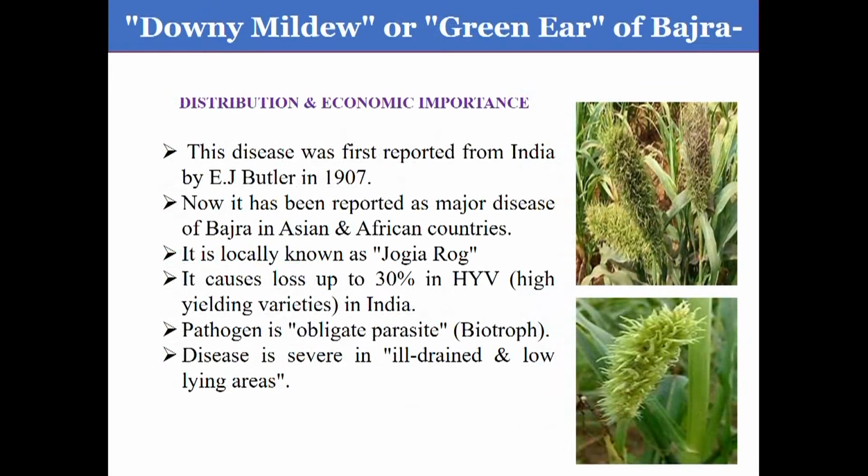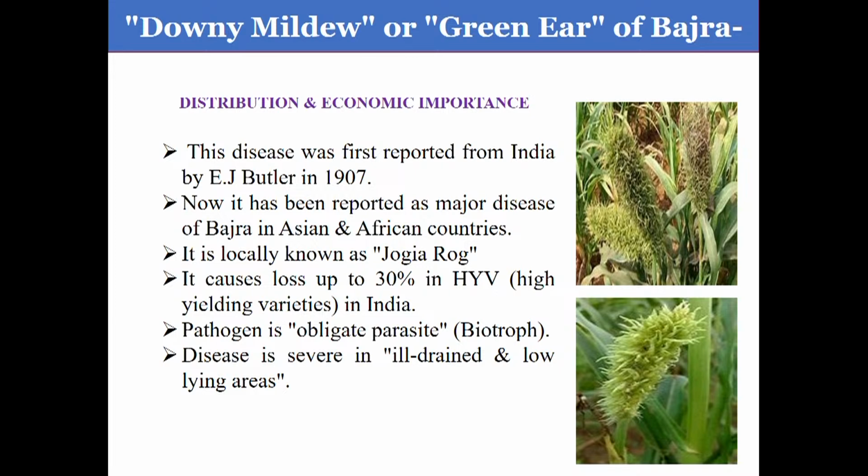Dear learners, now we will discuss downy mildew. The next disease is downy mildew, or you can say green ear of Bajra. This disease was first reported from India by E.J. Butler in 1907. Now it has been reported as a major disease of all Bajra growing areas of the world, basically in Asian and African countries.